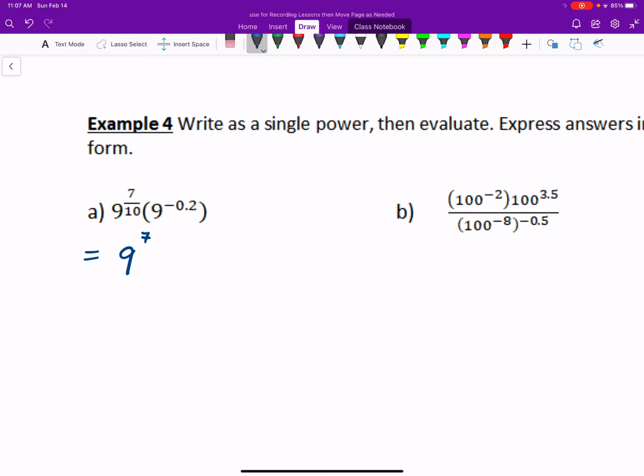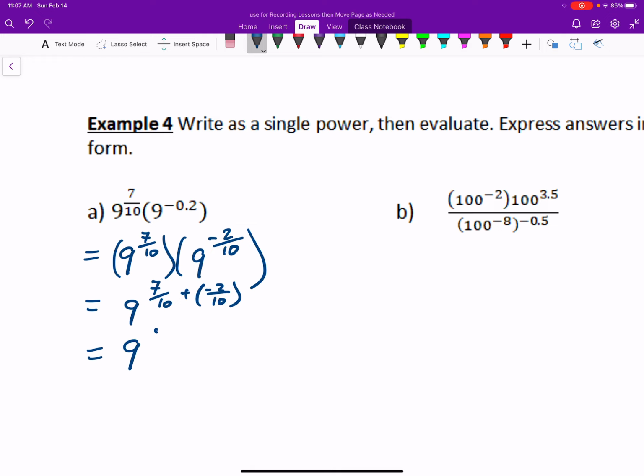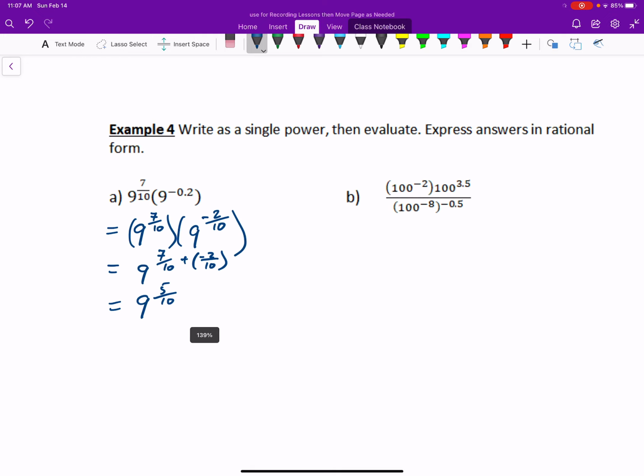Let's say 9 to the 7/10 times 9 to the negative 2/10. Or maybe people would find it easier to do as decimals. It doesn't matter. Whether you switch the 7/10 to a decimal or the 0.2 to a fraction, what I'm going to do in the end is add these exponents together. So 7/10 plus negative 2/10. So I end up with 9 to the 5/10 when I add those fractions together.